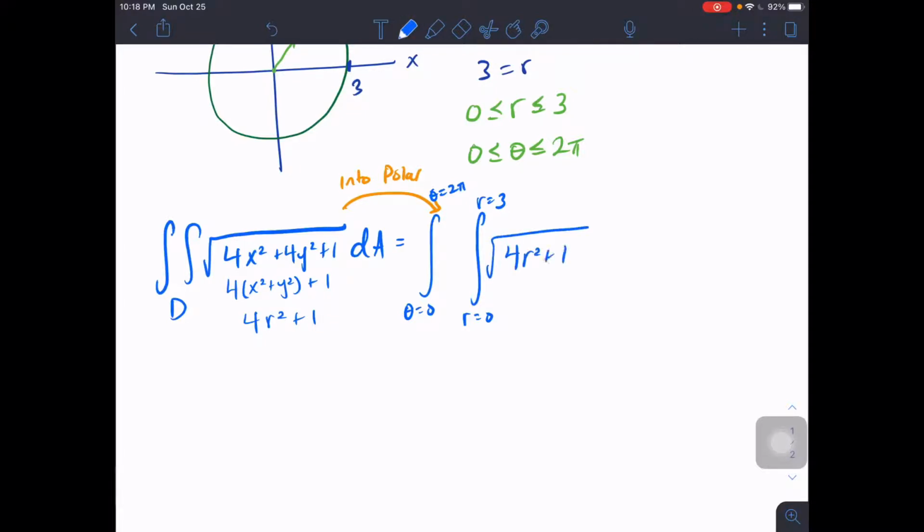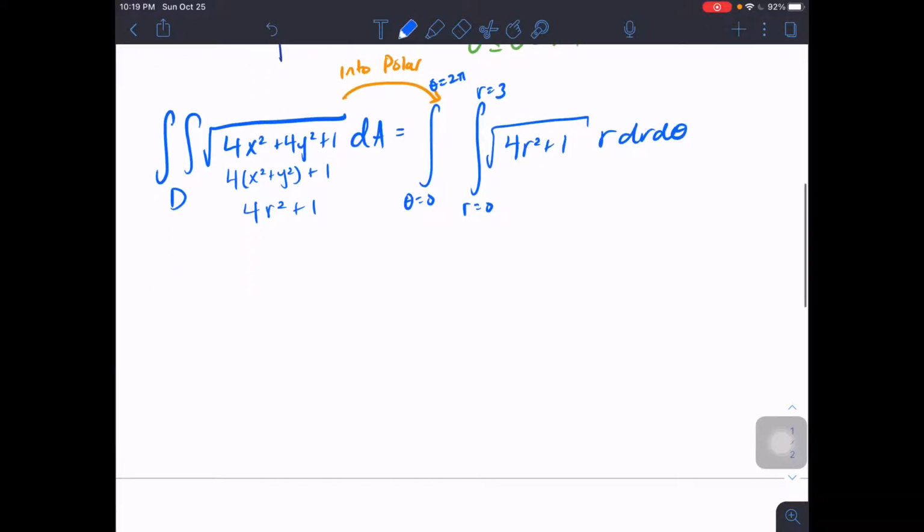And then you look at this and you might be like, oh no, I might have to use trig substitution. But then you go, you know what? I remember from section 15.3 that dA pops out as r times dr d theta. And because now we have this r outside of my square root, if I integrate with respect to r, I know that I might be able to use this r somehow. And that's exactly what we're going to do. We're going to want to use u substitution.